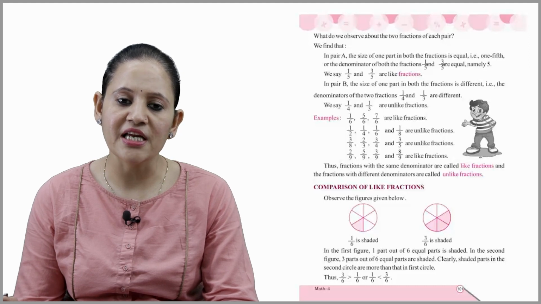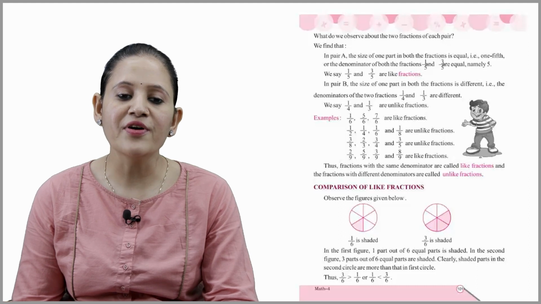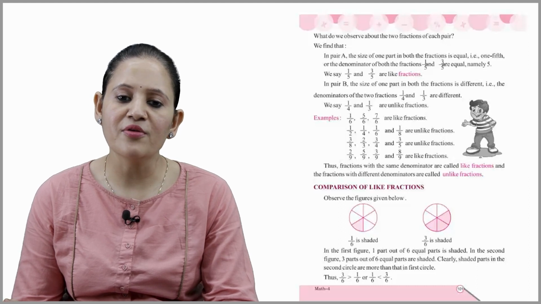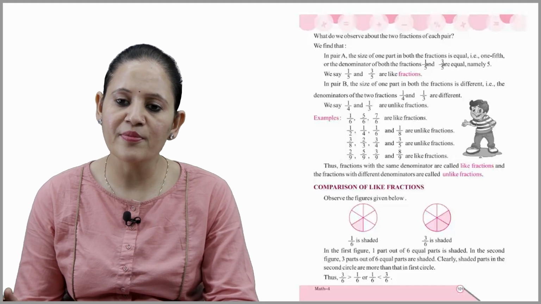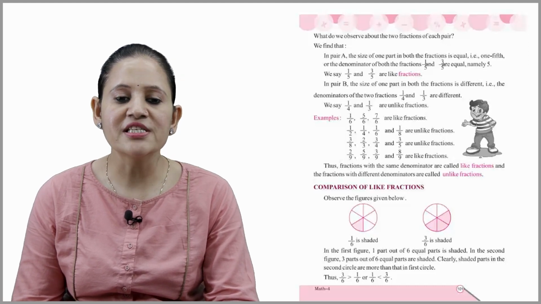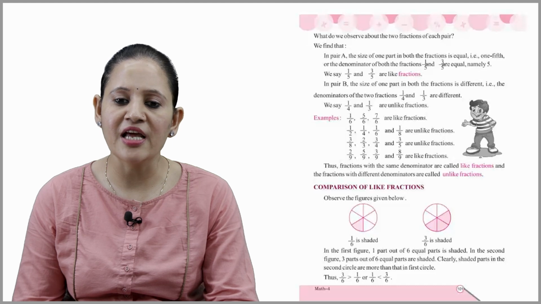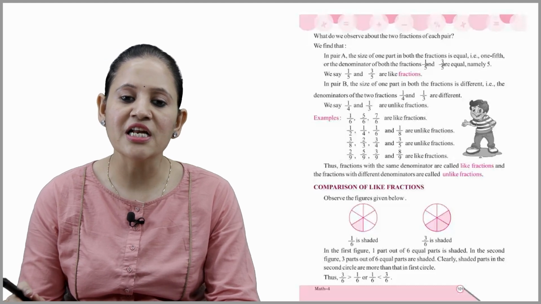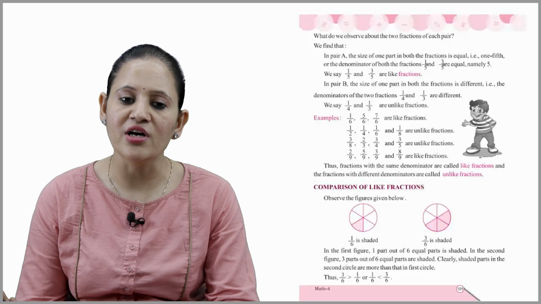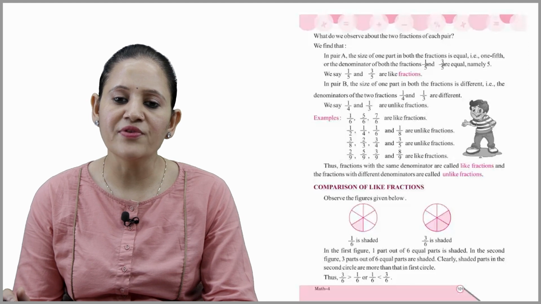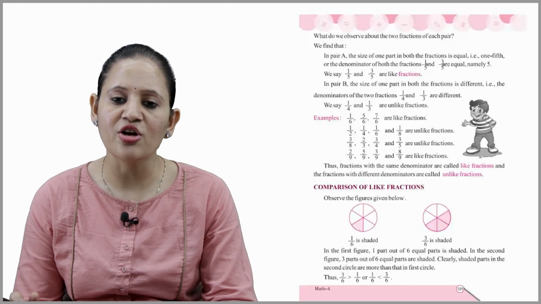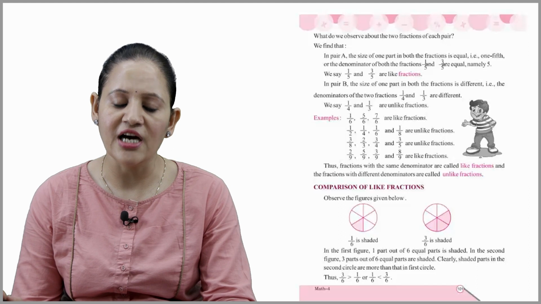We find that in pair A, the size of one part in both the fractions is equal. The denominator of both the fractions, 1 by 5 and 3 by 5, is equal. Denominator same है, namely 5. So we'll say 1 by 5 and 3 by 5 are like fractions. So the fractions which have the same denominator are called like fractions. In pair B, the size of one part of both the fractions is different. The denominators of the two fractions 1 by 4 and 1 by 3 are different, so they are called unlike fractions.